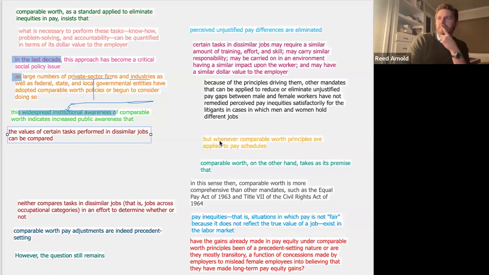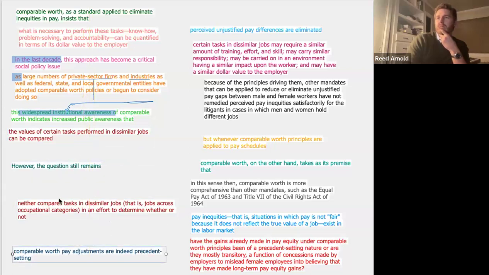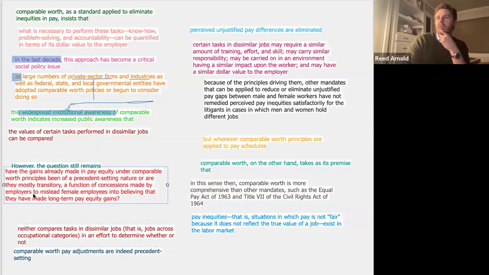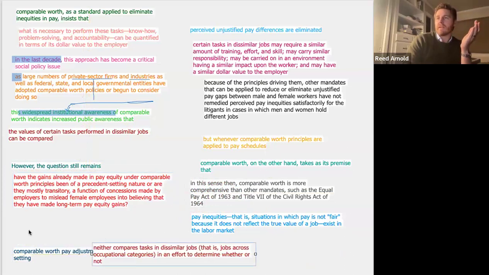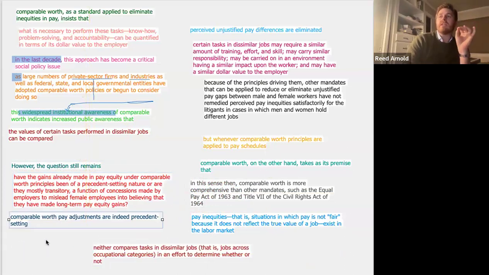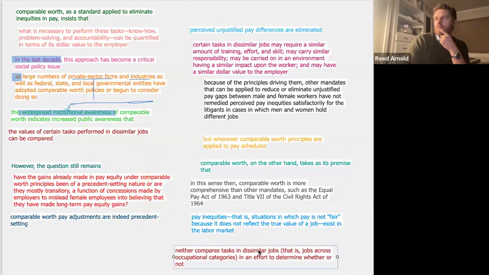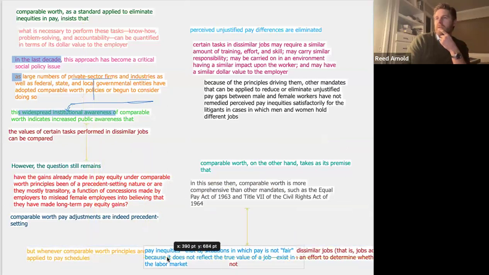Hmm. I don't know exactly what comes next, but I feel like these come together, right? However, the question still remains, have these gains been permanent? And then I think we're going to go to the answer. They have indeed been precedent setting. I feel like these three come together nicely. I feel like these two sentences pair together nicely.